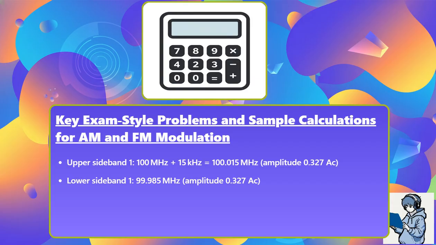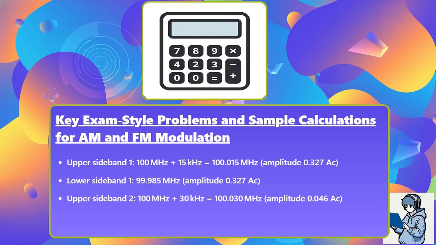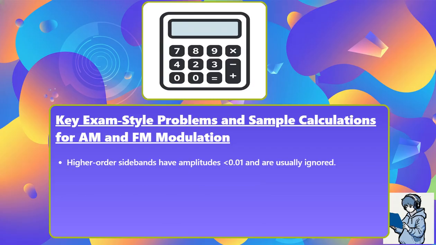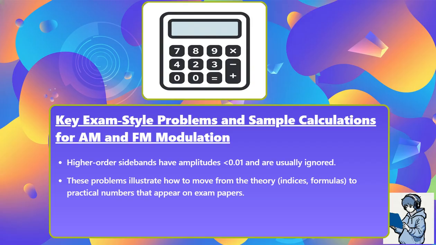Lower sideband 99.985 MHz, amplitude 0.327 A_C. Upper sideband 100 MHz plus 30 kHz equals 100.030 MHz, amplitude 0.046 A_C. Lower sideband 99.970 MHz, amplitude 0.046 A_C. Higher order sidebands have amplitudes less than 0.01 and are usually ignored. These problems illustrate how to move from the theory, indices and formulas, to practical numbers that appear on exam papers.